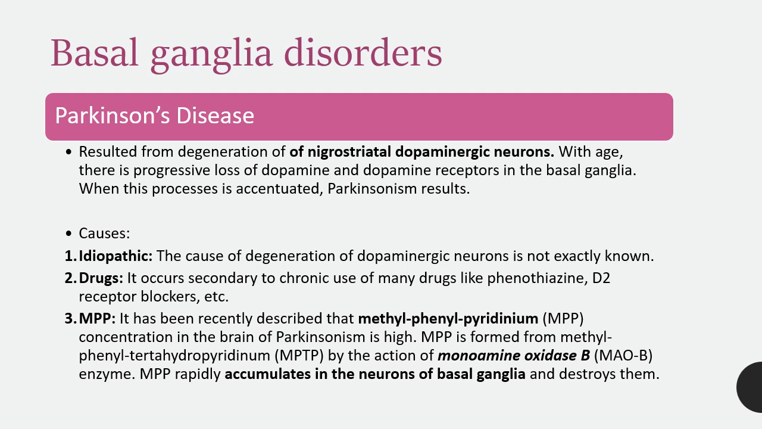Third, MPP. It has been recently described that methylphenylpyridinium, MPP, concentration in the brain in Parkinsonism is high. MPP is formed from methylphenyltetrahydropyridine, MPTP, by the action of monoamine oxidase B, MAO-B, enzyme. MPP rapidly accumulates in the neurons of basal ganglia and destroys them.